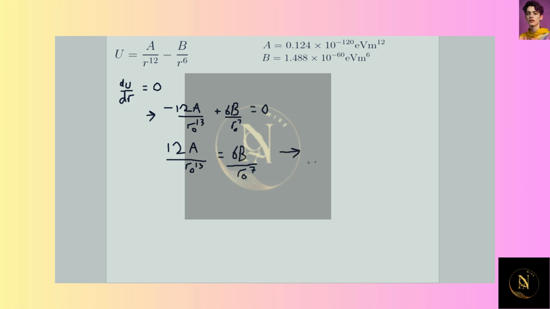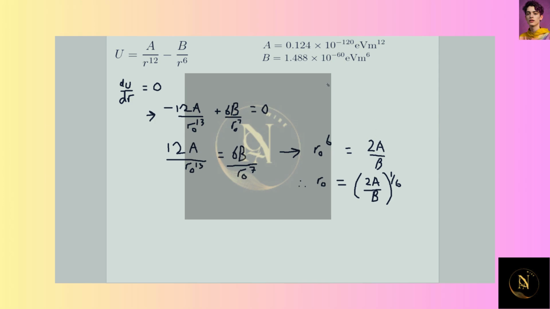Taking the R0 terms to their own side and the constant values to the other, we end up with R0 to the 6, because R0 to the 13 divided by R0 to the 7 is R0 to the 6, is equal to 2A over B. And as such, our equilibrium position R0 will be equal to 2A over B to the power of 1 over 6.